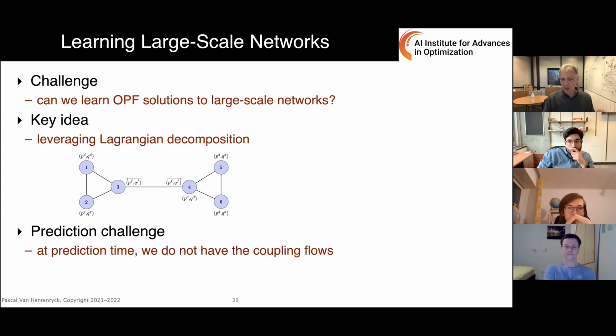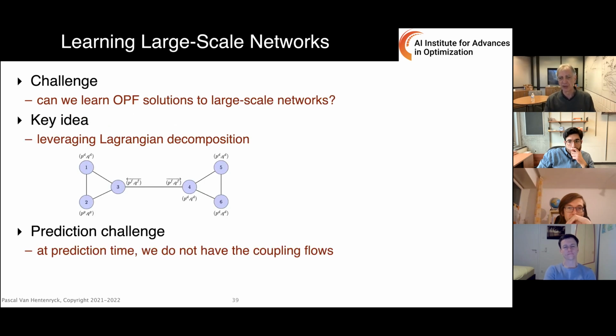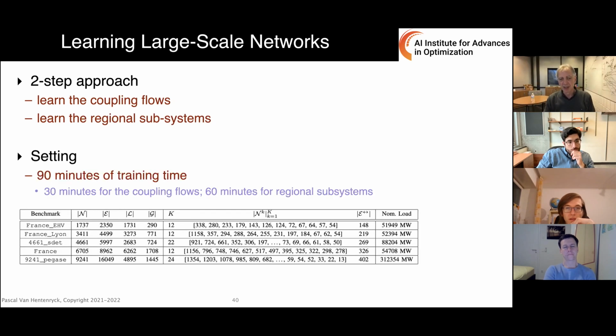And so the way we address that issue is essentially by having a two-step approach. The first thing that we do is that we learn the value of these coupling flows. And as soon as you do that, all the subproblems are completely independent, and now you can learn them independently from each other. So that's the key idea here. Learn the coupling flows, separate the problems, and learn the regional subsystems. And so I want to illustrate that on what we can do on the French system and the French system plus a part of the European network.